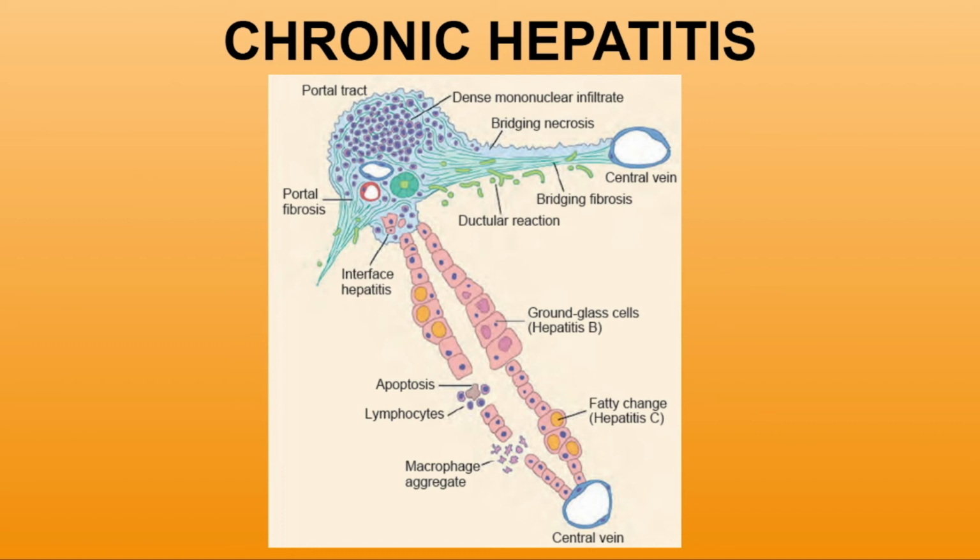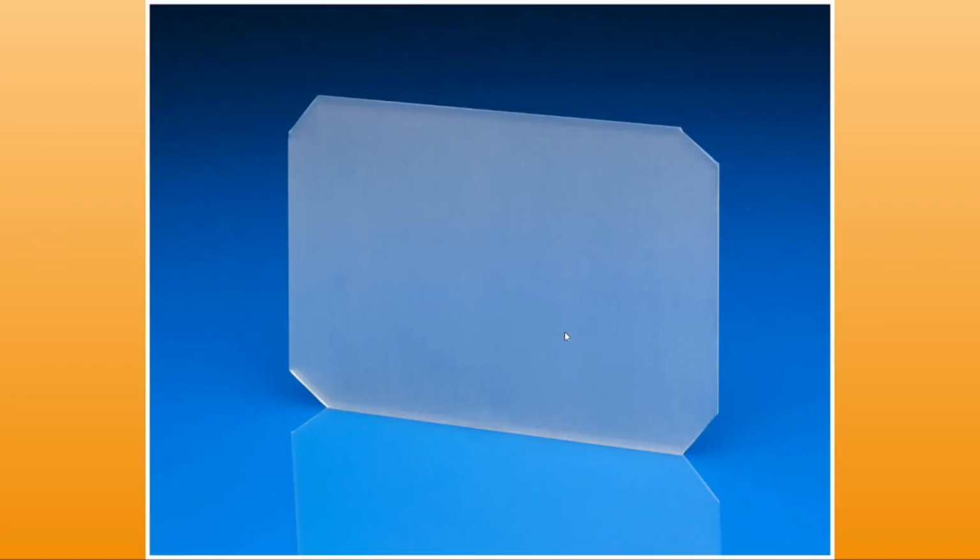Now again, a very important pathological feature in chronic hepatitis is the ground glass cells or ground glass hepatocytes, which are caused by the hepatitis B virus. First of all, what is this ground glass? As you can see in this picture, these glasses are known as ground glass, in which you can't see through. They are very opaque. So you can't see through these glasses. They are known as ground glass.